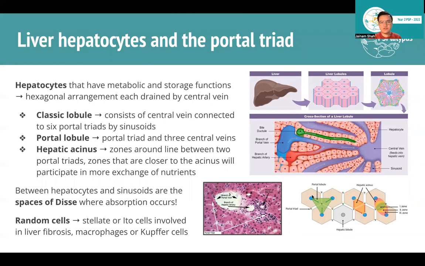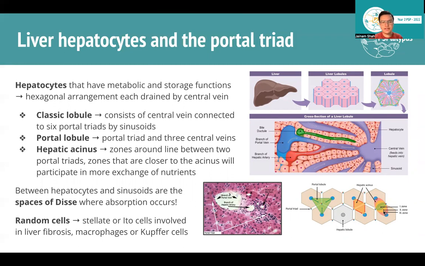It joins up 3 central veins, and in the center of it is a portal triad. So a bit of geometry there, right? It's the same thing, except now the portal triad becomes the focus of all the attention. And then finally, you've got the hepatic acinus. I can never tell what the correct pronunciation is. And it's that really colorful thing on the very right-hand side of that diagram.